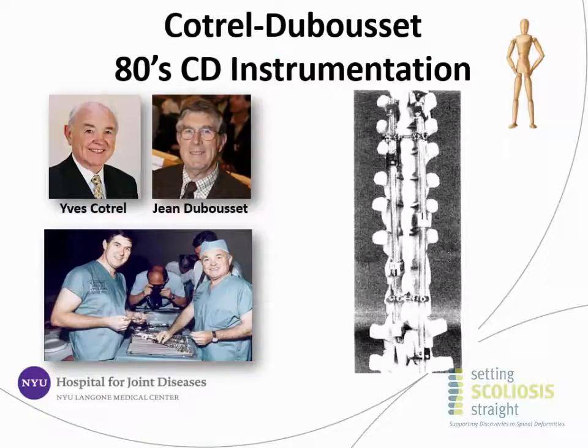In the 80s, now we were in Germany, we were in Mexico, now we're going to visit France. These two gentlemen, Cotrel and Dubousset, were pioneers at creating a hook and a rod system that's segmentally fixed to the spine. But because it didn't use distraction alone, you could use compression or distraction at any segment. You could maintain the sagittal profile of patients. And this was a big addition to spine surgery. And I put my first CD instrumentation, or Cotrel-Dubousset instrumentation, in around 1988.